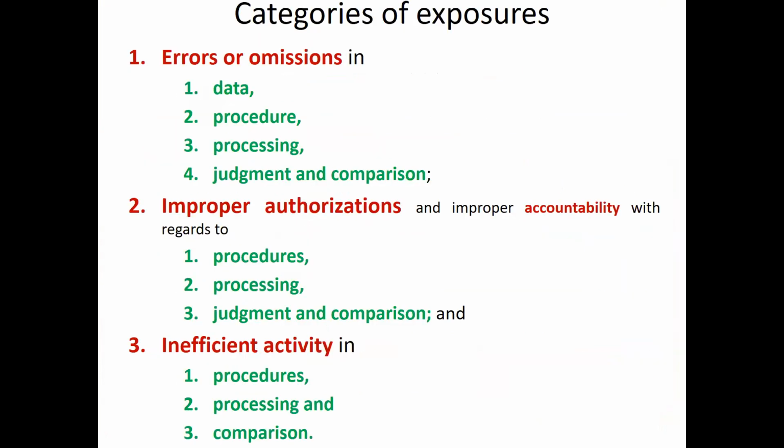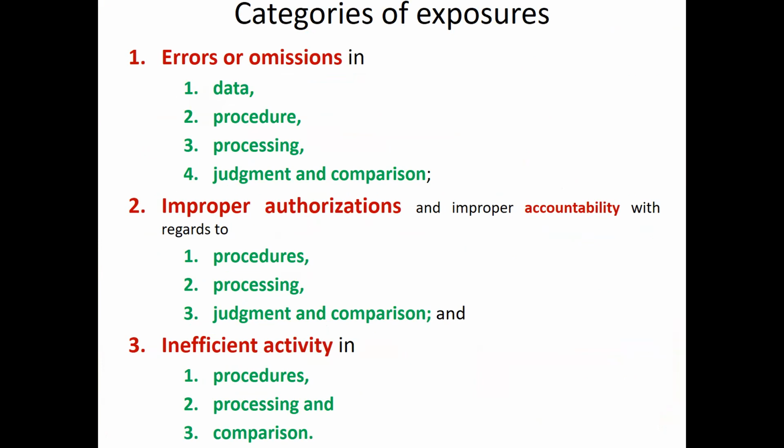Now, categories of exposures. Normally, questions will not be asked from this, but you should know what an exposure is. Errors or omissions in data procedure, processing, and judgment and comparison. Improper authorization. What is improper authorization? Sometimes a person with lesser permissions may be allowed to access higher level permissions. So that is also improper authorization.